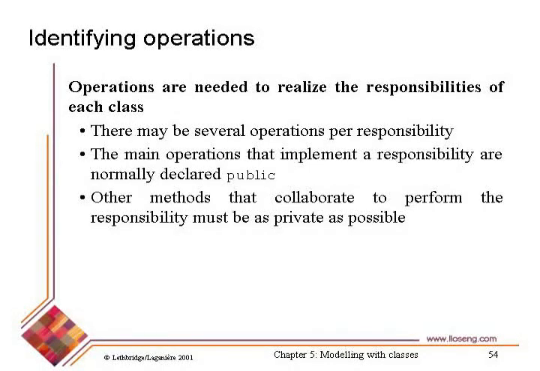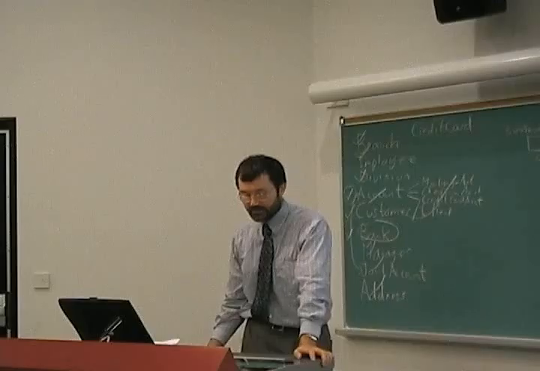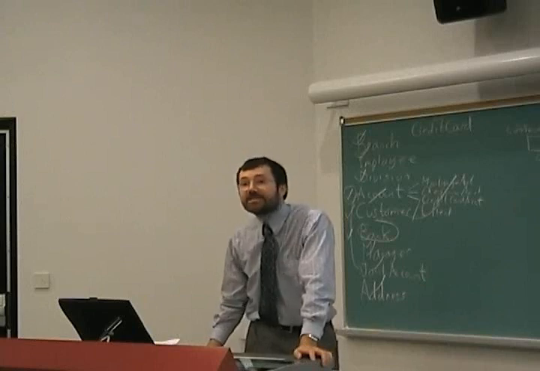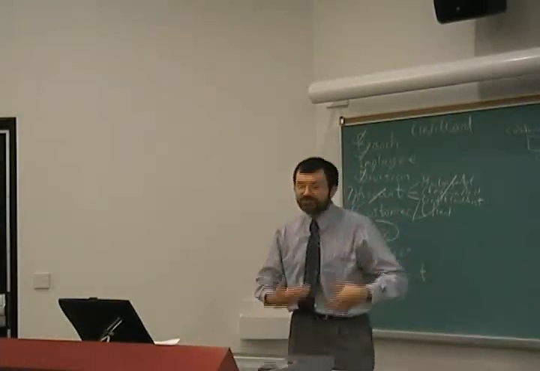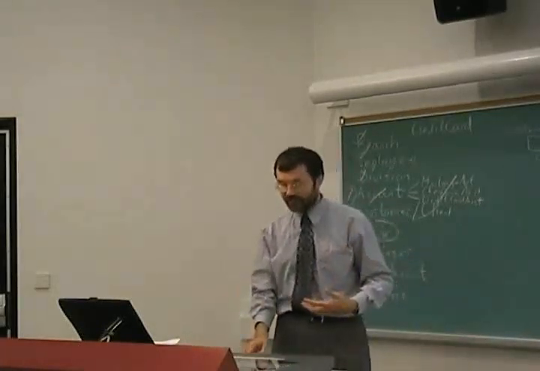So for each responsibility, there will generally be one public operation and several private operations, or protected, or in Java's case, blank, meaning subsystem-specific operation. That allows our subsystem as a whole, our package as a whole, to have as its API one public operation per responsibility. The methods that collaborate, the methods that are used by the public operation, are going to be as private as possible. And we're going to see how this works in a few minutes.